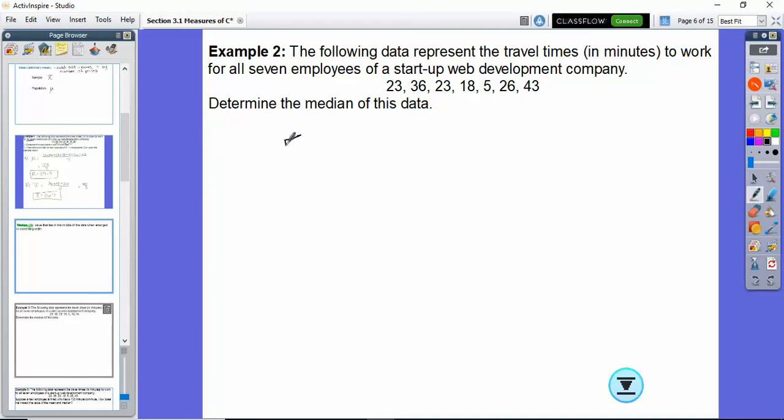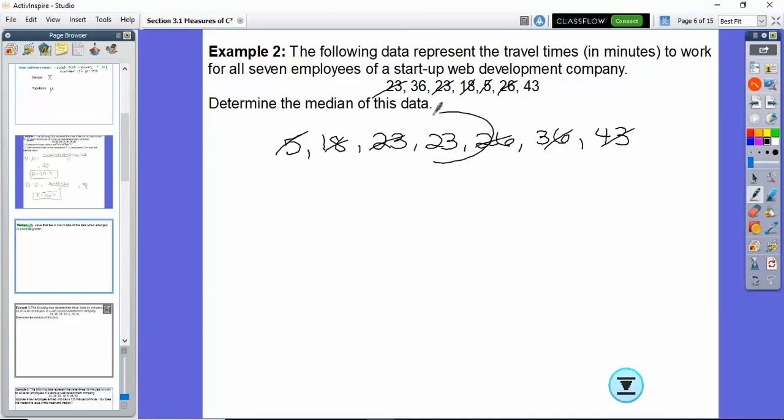So my smallest is 5. Next I would have 18, 23, 26, 36, and 43. Then how do you find the middle? Yeah. Basically, we want to work our way in, so like those two cross off, these two cross off, these two cross off, and I'm left with, our median is 23.